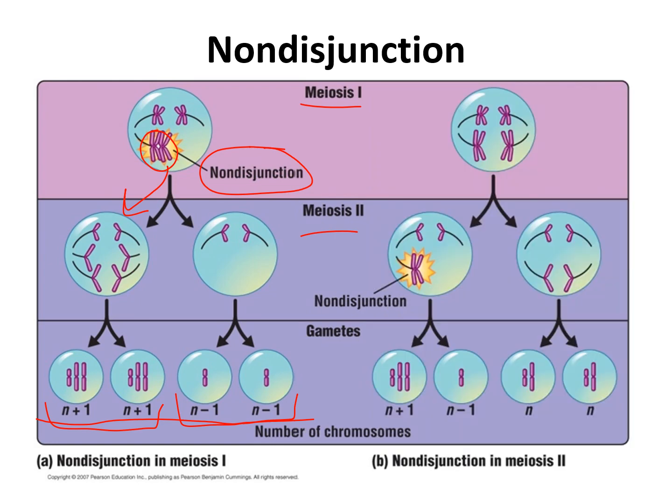You can also have nondisjunction during meiosis 2. So meiosis 1 occurs normally, but during meiosis 2, the sister chromatids fail to separate, and this will generate 1 gamete with 3 chromosomes, 1 gamete with 1 chromosome, but then these 2 gametes will have the normal haploid number.